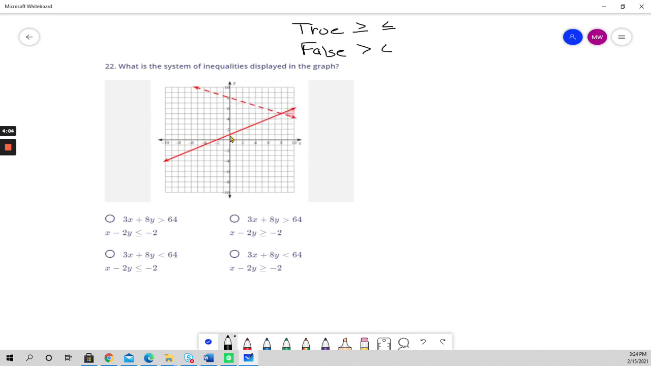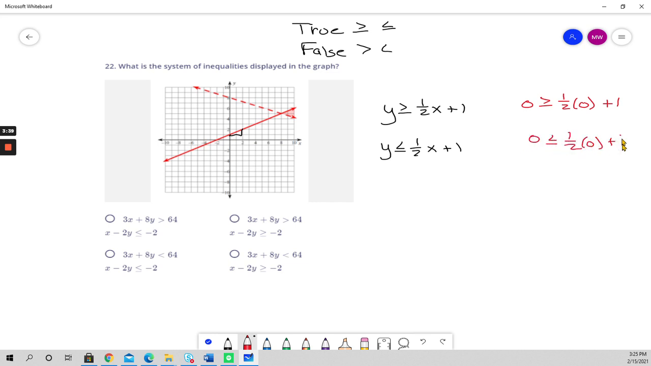It has a y-intercept of 1, and it's got a slope of positive 1/2. So this is either going to be y is greater than or equal to 1/2 x plus 1, or y is less than or equal to 1/2 x plus 1. And I'm going to plug in 0, 0 for both of them. So is 0 greater than or equal to 1/2 times 0 plus 1? Is 0 less than or equal to 1/2 times 0 plus 1?